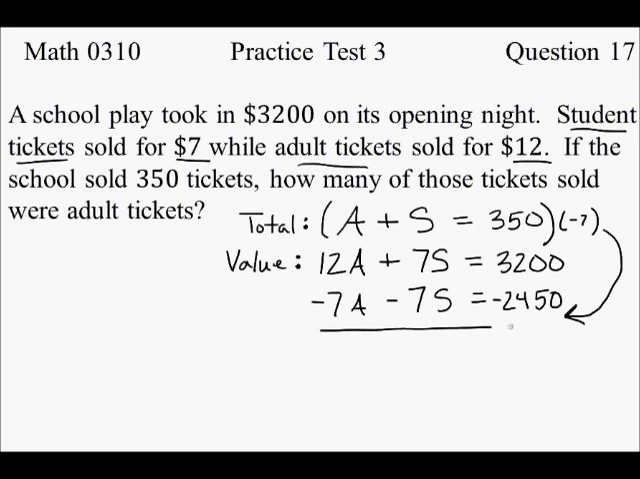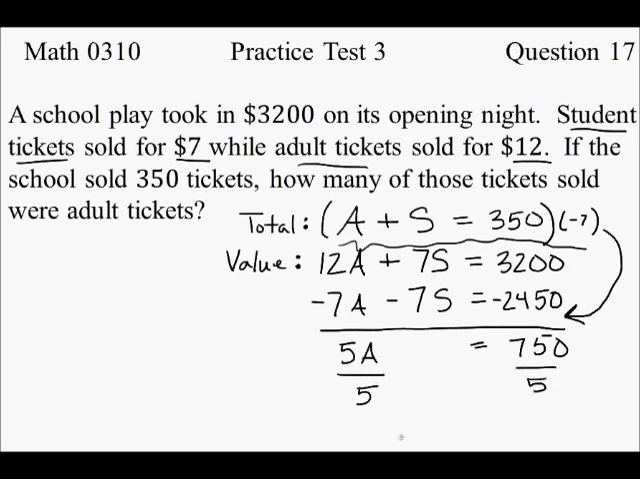Alright, so these are the two equations that we're working with now, down here. And so let's do elimination. 12a minus 7a is going to give us 5a. 7s minus 7s cancels. 3,200 minus 2,450 gives us 750. And now to solve for a, the number of adult tickets, we can divide both sides by 5. And so A, the number of adult tickets sold, 750 divided by 5 gives us 150.